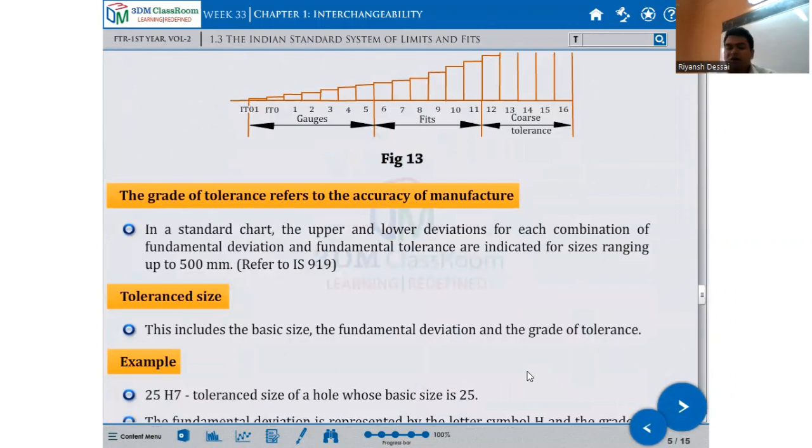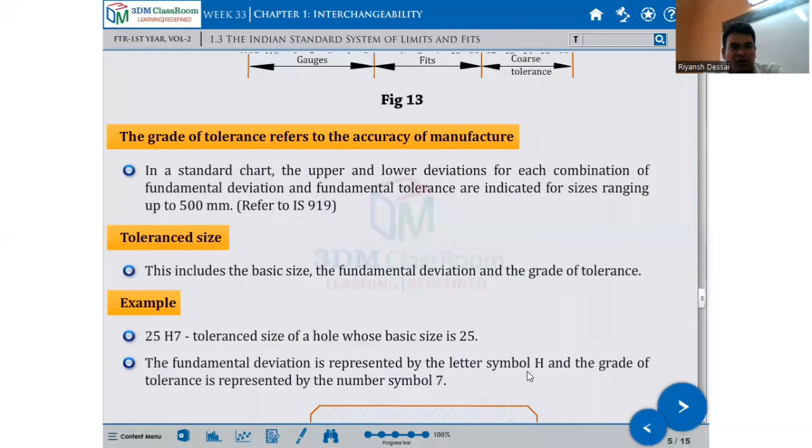In the standard chart, the upper and lower deviation for each combination of the fundamental deviation and the fundamental tolerance are indicated for sizes ranging up to 500 millimeters. Up to 500 millimeters dimension of the tolerance, we can give the fundamental deviation and the fundamental tolerances. Tolerance size indicates the basic size, the fundamental deviation, and the grade of tolerance.